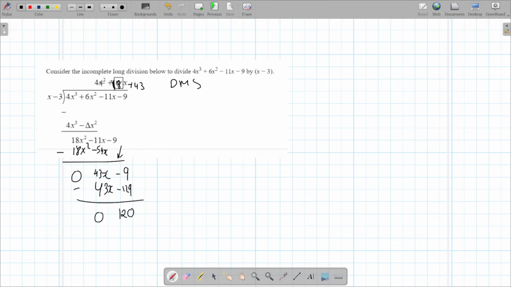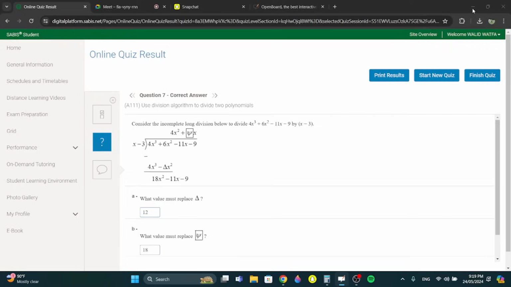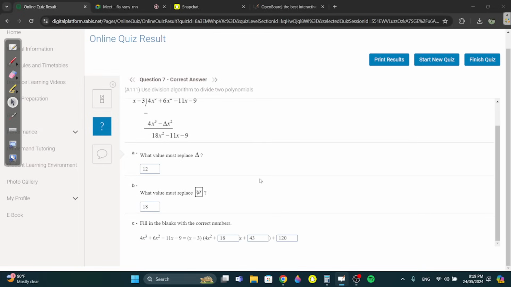Okay, so our answer is going to be 4x squared plus 18x plus 43, right? Times x minus 3, right? And then plus our remainder, which is 120. Am I correct? Yeah, so they already gave us the x minus 3. So we just have to fit in the 18x and the 43, and then put the remainder outside. The remainder is always the last thing. It's outside, okay? Why did I not just put the answer?